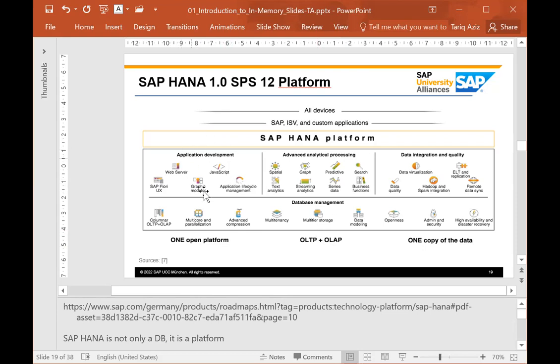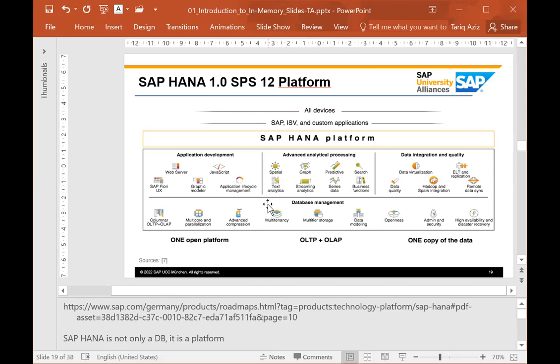We have an application development platform. You can develop applications on this HANA. You have advanced analytical processing, like predictive analysis. You can predict customer trends, how things are moving. Streaming analysis, where the data is coming through sensors and you're doing the analysis on that. Some business functions, and search and text search, text analysis.